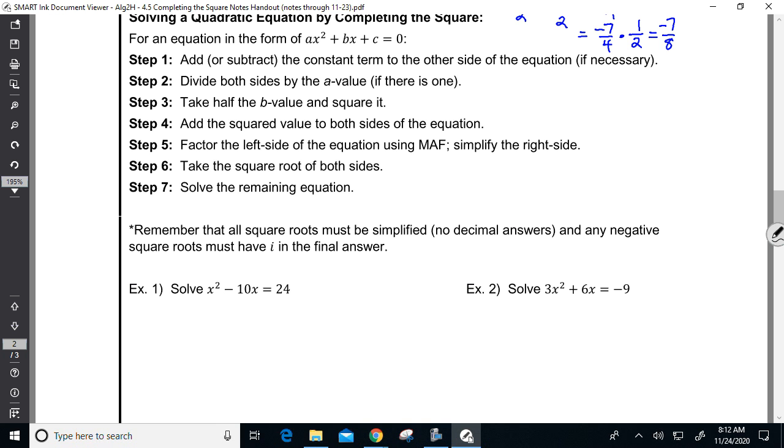So, first step, add or subtract the constant term to the other side of the equation. Again, this is necessary. A constant term is the number that doesn't have a variable on it. So if we look at example 1, x squared minus 10x equals 24. The only number that doesn't have a variable on it is the 24, and it's already on the other side of the equation. So we don't have to do step 1.